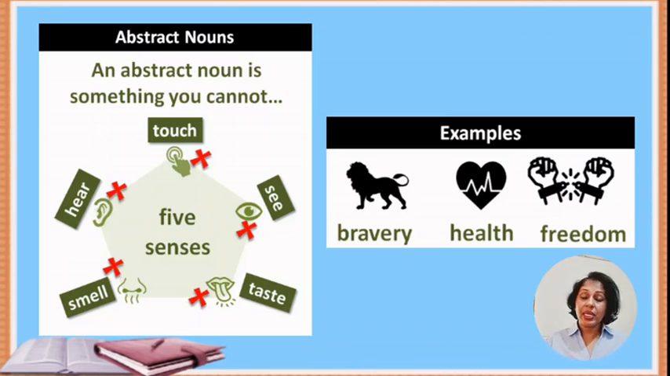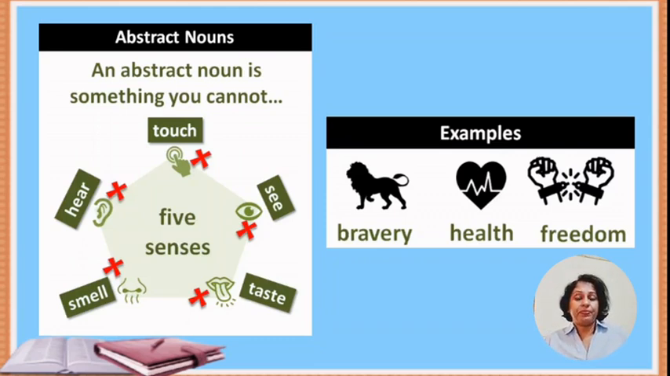Freedom is also an example of an abstract noun. Freedom cannot be touched or smelled or tasted or heard or seen, but we can feel it. Say for example, my parents have given me the freedom to eat an ice cream. So, ice cream is a concrete noun because we can touch it, we can taste it, right?